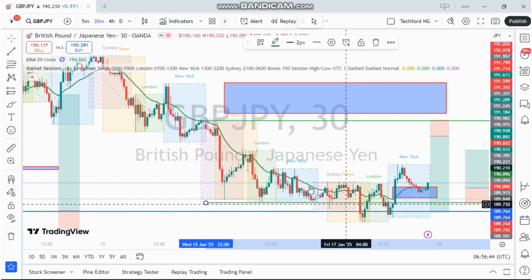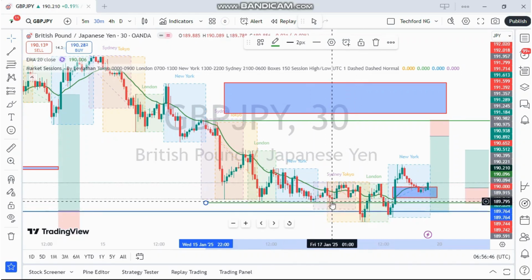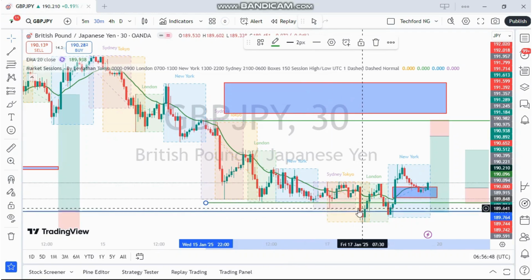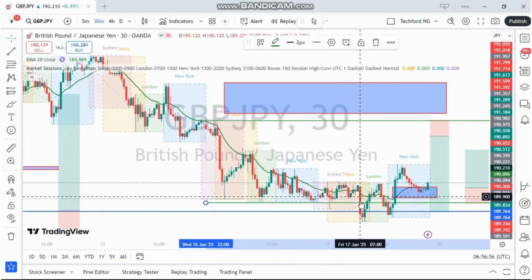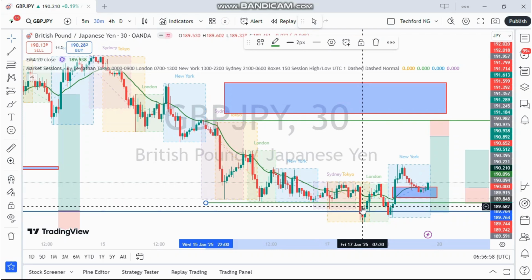This small thing here is a wick. This long line here is the wick. Market did not sweep this other fail to close liquidity with a wick. It swept it with a full candle body. So at this point, I know that market wants to reverse because it has swept all the liquidity, both the fail to close and the fail to break.